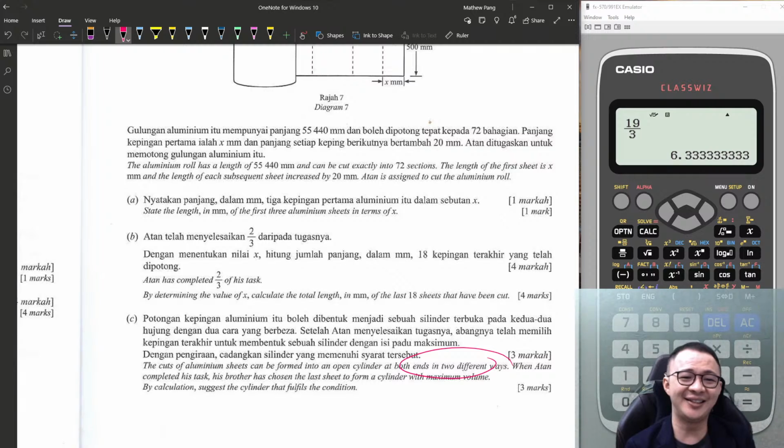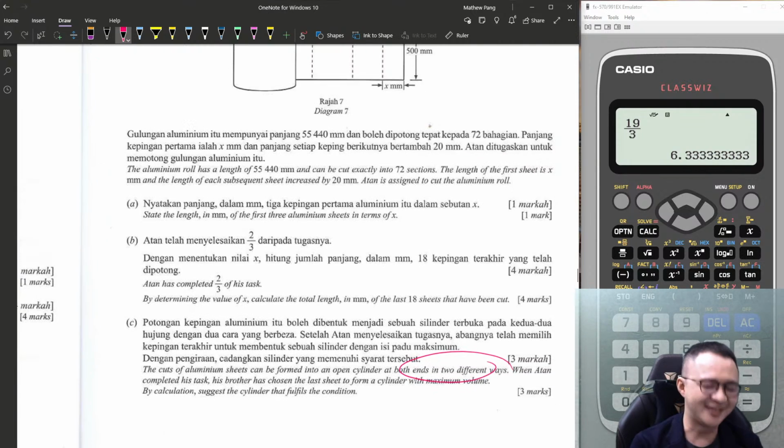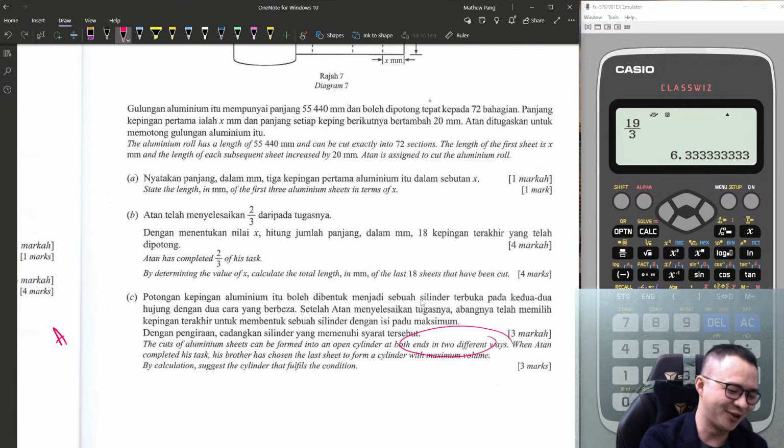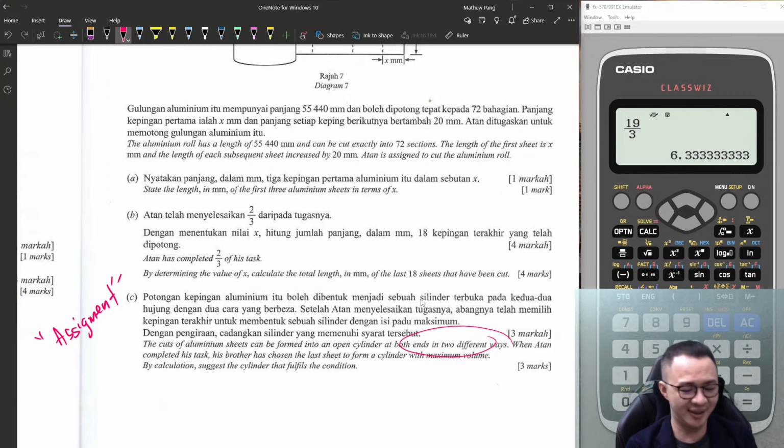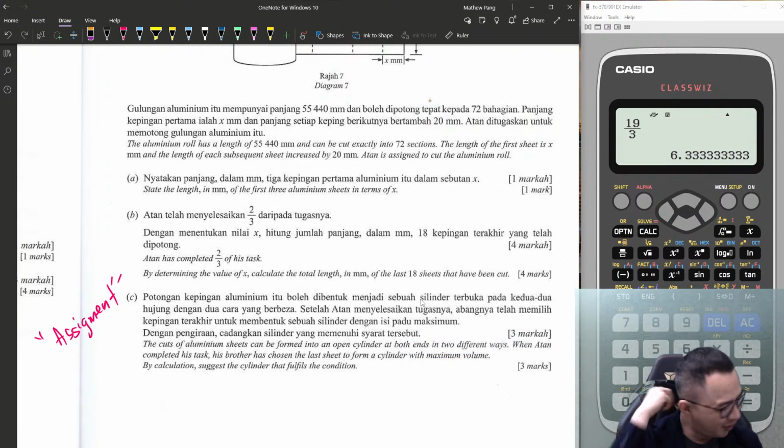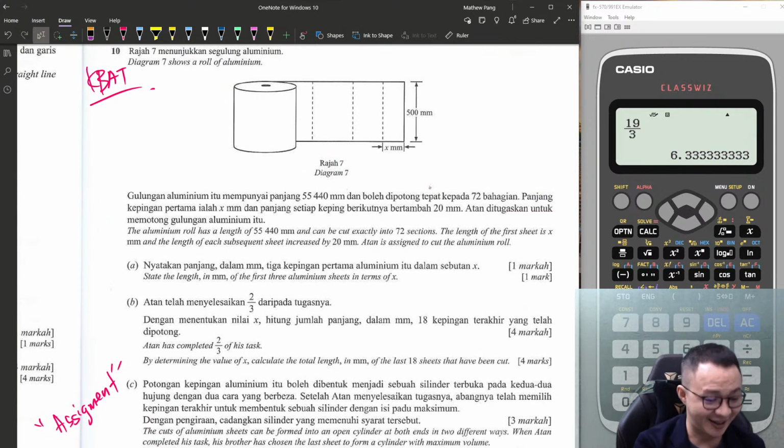Basically, they actually ask you to do a quick assignment in your exam. Yeah, because in our assignment we did something like this, but it's not so exam type. But yeah, K-bar is something like this as usual.